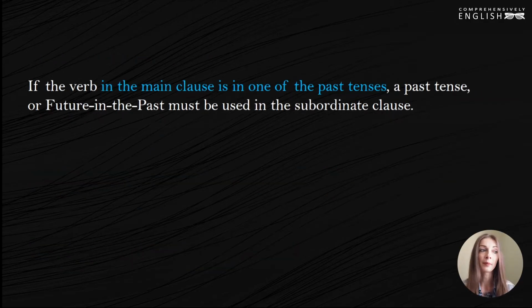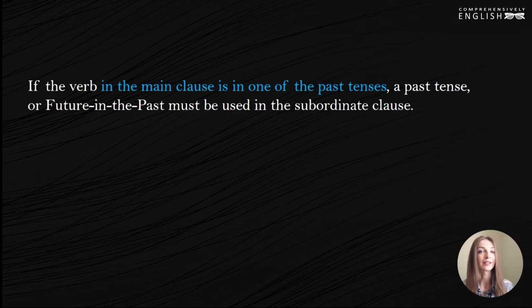So this leads us to the following idea. If the verb in the main clause is in one of the past tenses, a past tense or future in the past must be used in the subordinate clause. This is the main rule of the sequence of tenses. This is what you have to remember. As soon as your verb in the main clause is in one of the past tenses, your subordinate clauses should be sequenced appropriately. So they all will be in past tenses too.